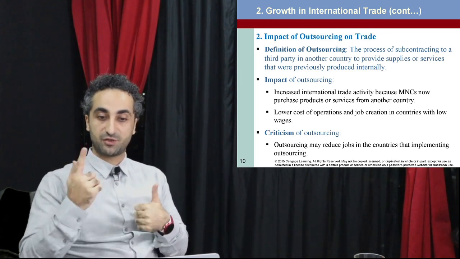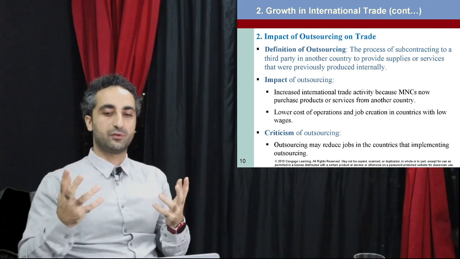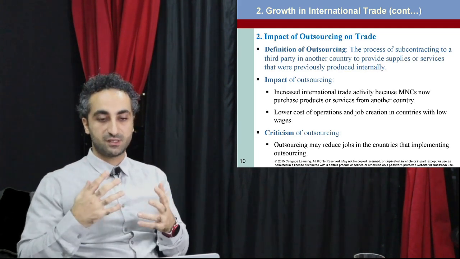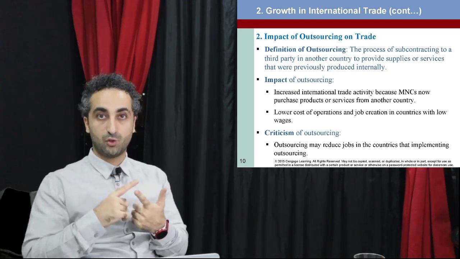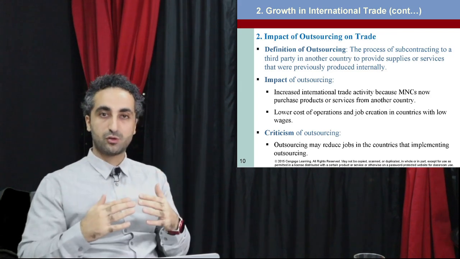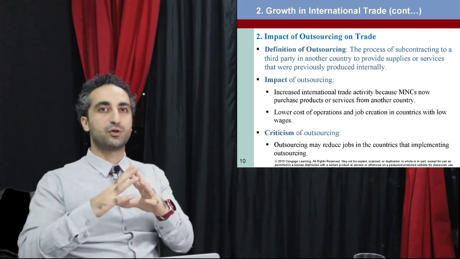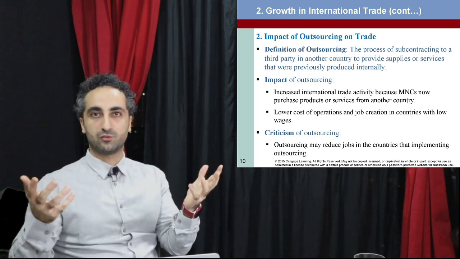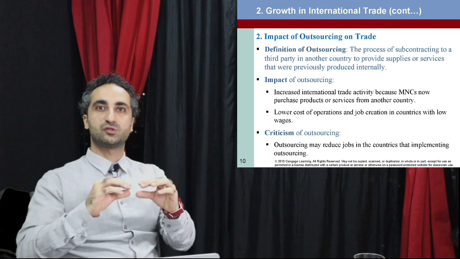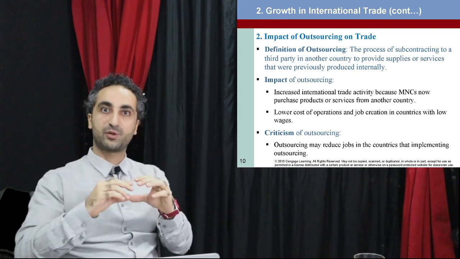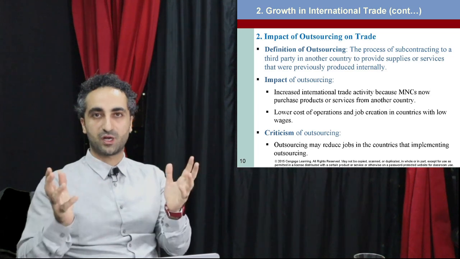Same with our example. So what's the impact? Increased international trade. It's good. Now we increase the international trade. It's good for the world, right? MNCs now purchase products and services from another country. More importantly, lower cost on operations. Now I can compete on the international level. Why? Because I managed to lower my cost, so now I can offer lower prices that can be very competitive worldwide.